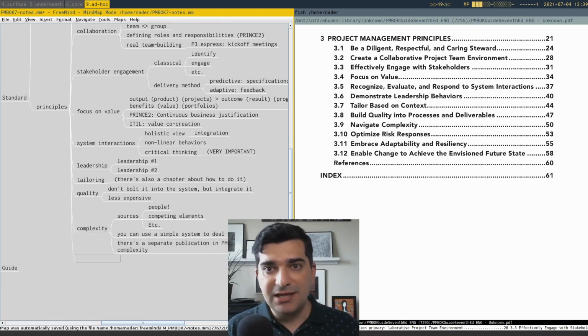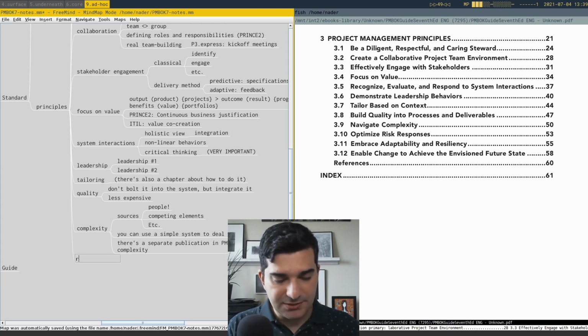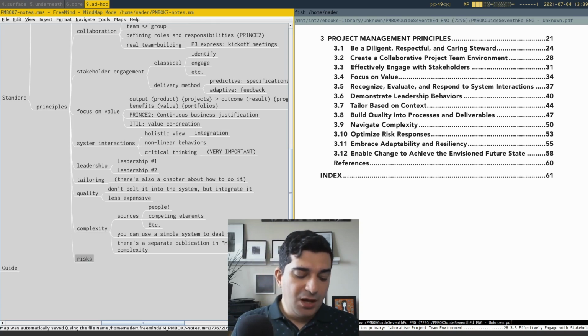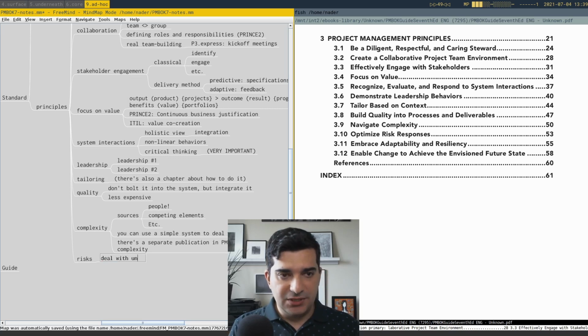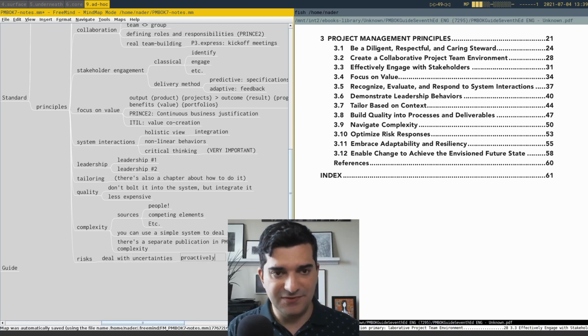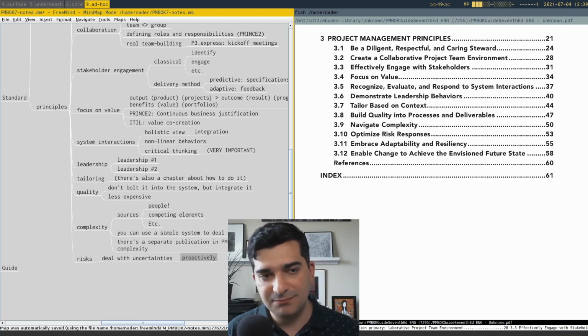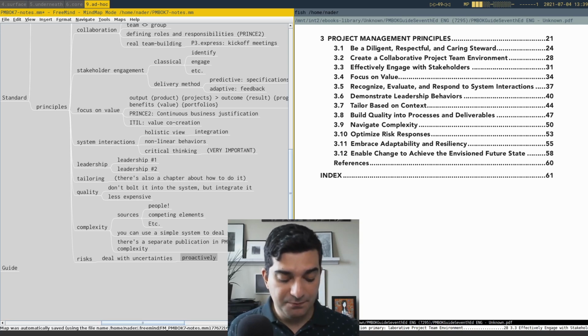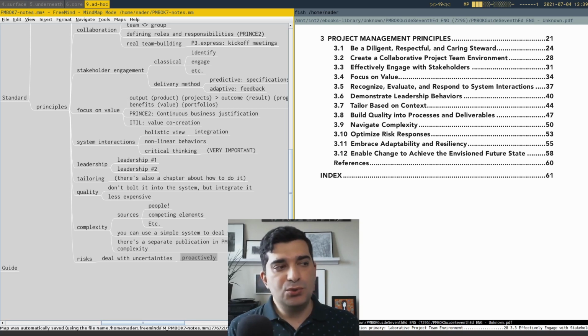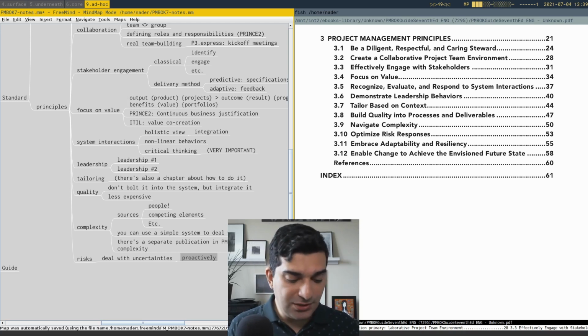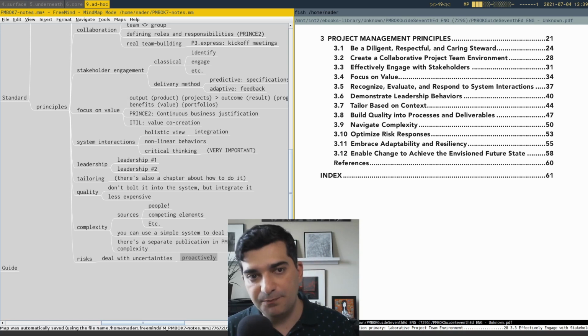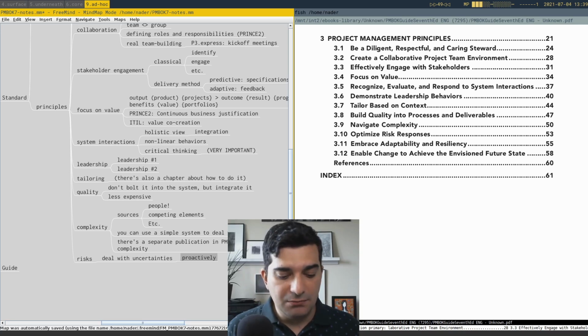The next one, optimize risk responses. Okay. We need to deal with uncertainties and we need to do it proactively. That's the most important thing. That really summarizes all of these things. The problem is that some people don't do risk management in a structured way, and when they structure their risk management system, it's not practical anymore. It's too complicated or just unrealistic.